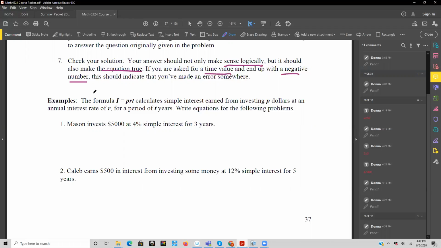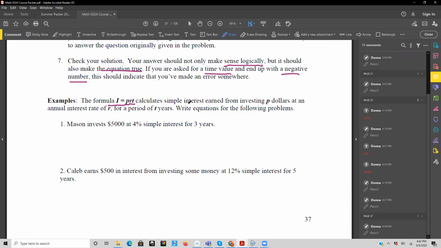So let's work a problem. For the formula I equals PRT, this is what they call the simple interest earned. What simple interest is: at the end of the time, they apply the interest and you owe the interest. Most banks don't really work that way, but this is what they start with. Usually it's compound interest, where you pay a certain percentage of your interest every year, every month, whatever they decide.